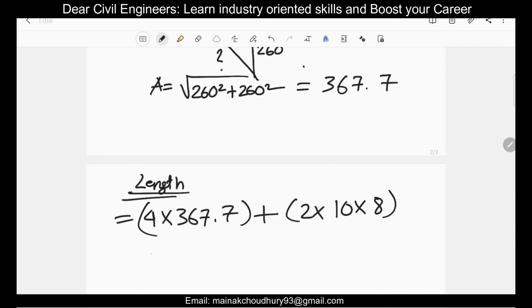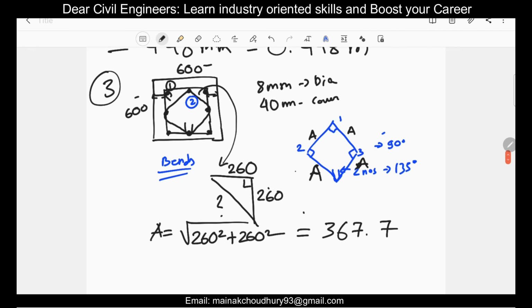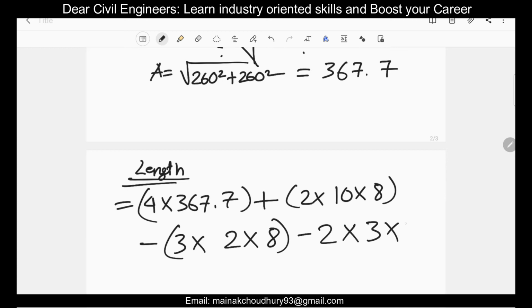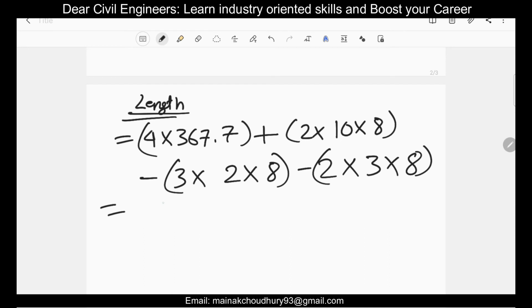And now the deductions. Minus how many bends we had discussed, there are three number of 90-degree bends here, minus 3 into, for 90 degree we deduct 2D, so it will be 2 into 8. So this is for these three number of bends, and two number of 135-degree bends, 2 into 3 into D, that is your 8. So if you calculate this, it will come as 1534.8 mm. So this will be the length here.